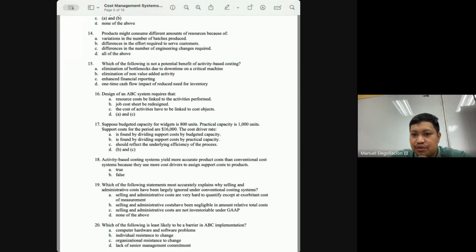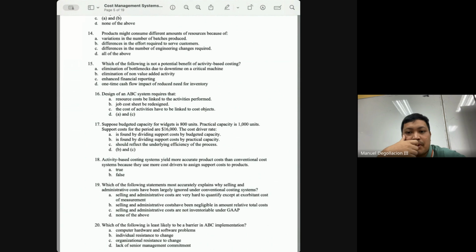Number 15, which of the following is not a potential benefit of activity-based costing? Not a potential benefit. Elimination of bottlenecks due to downtime on a critical machine.